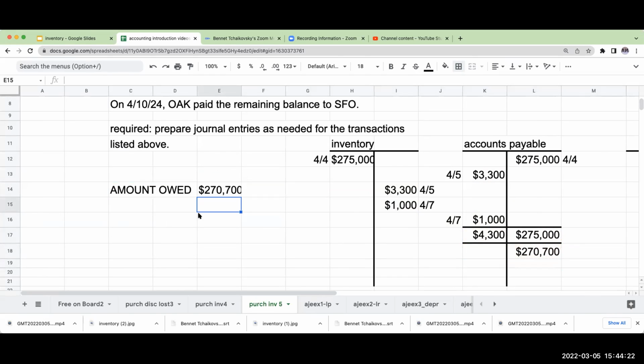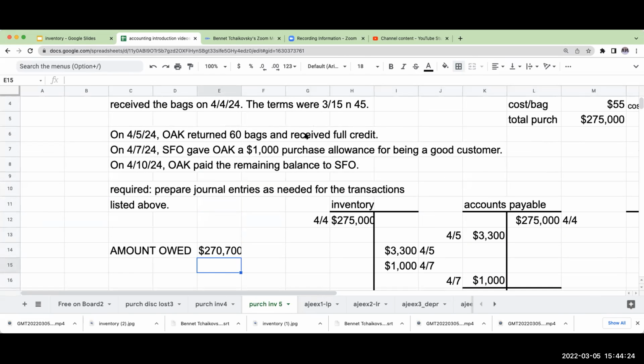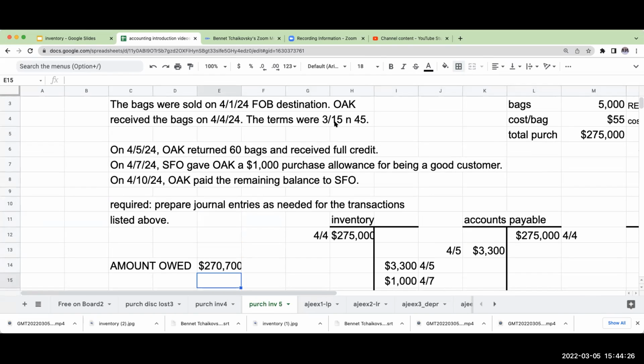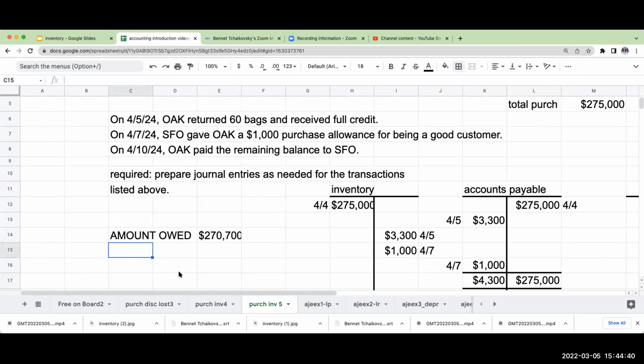Am I eligible to take a discount? Well, if I'm paying within 15 days of when I receive the bags, do I get it? The answer is yes. I'm paying on April 10th and I received them on April 4th. So I'm eligible to take the discount. So my discount amount is going to be 3%.